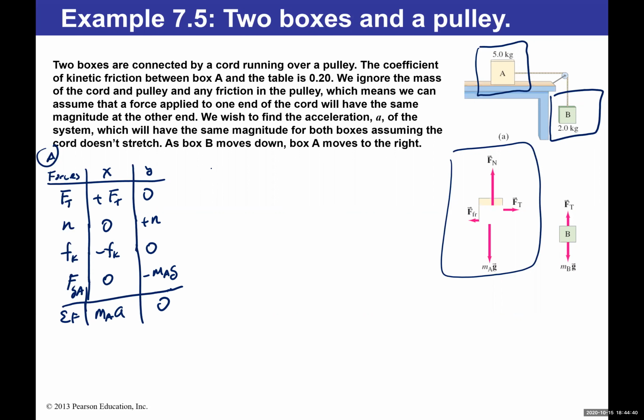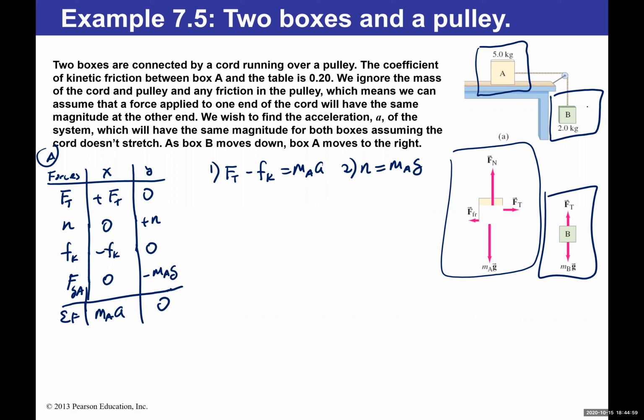So my equation 1 will be tension force minus kinetic friction equals mass of A times acceleration. And my equation 2 will be normal force minus m_A g equals zero, so the normal force equals the weight of block A.